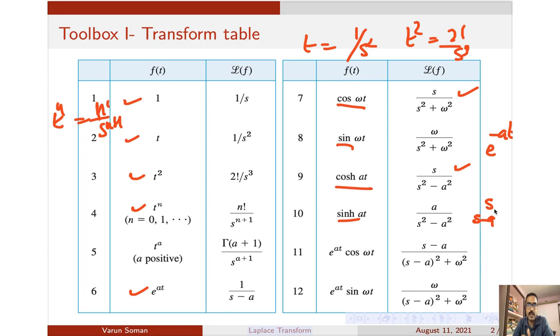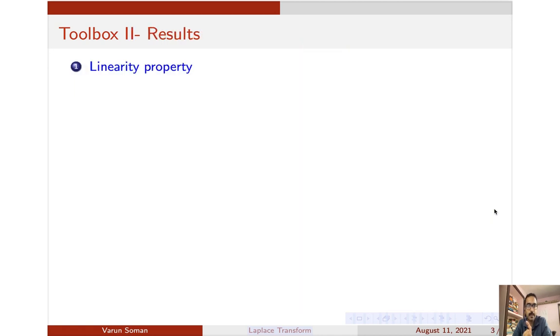Before we proceed further, let us also discuss some important properties which we discussed earlier. One property was the linearity property. What was the linearity property? If you need to find the Laplace transform of f plus g, just find the Laplace transform of f plus the Laplace transform of g.